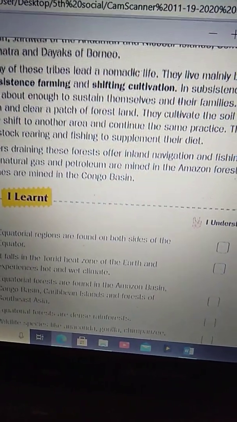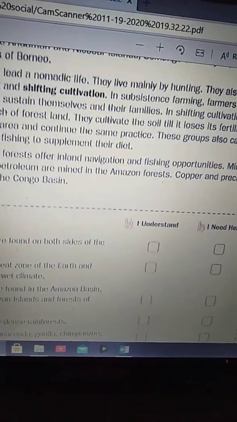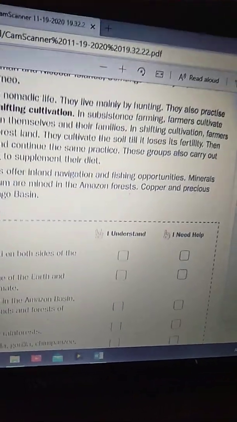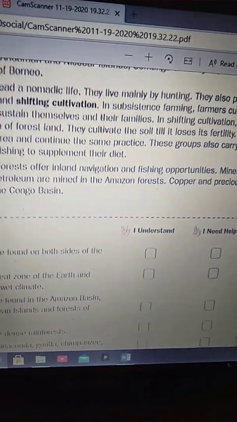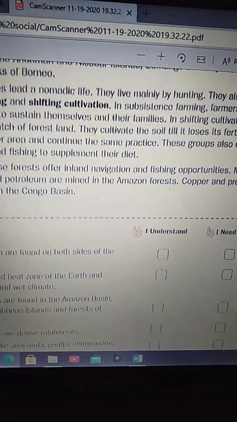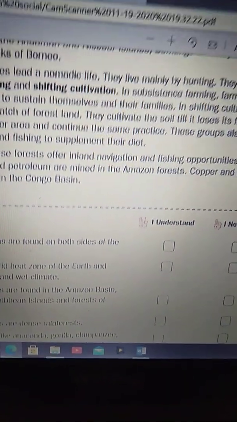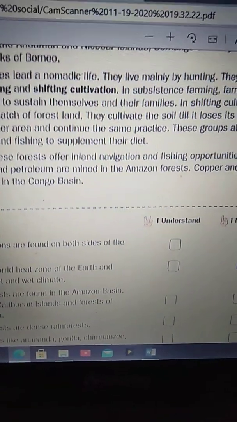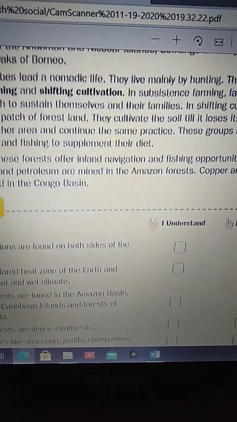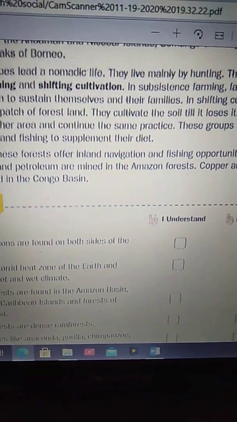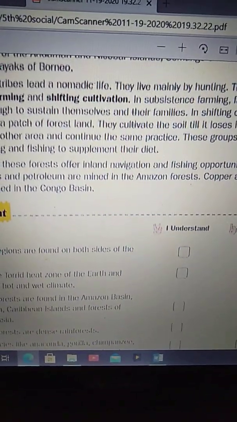Minerals like natural gas and petroleum are mined in the Amazon forest. Copper and precious stones are mined in the Congo basin.